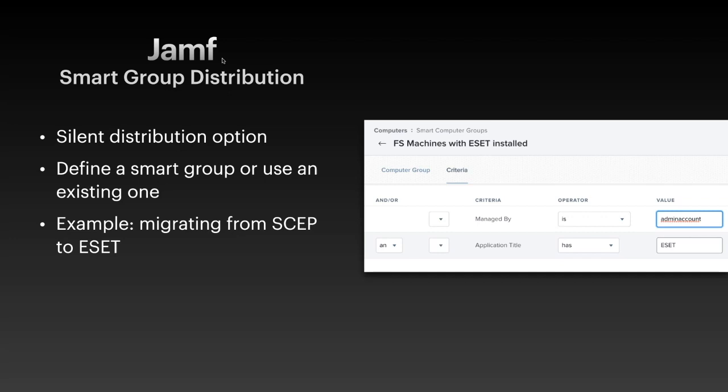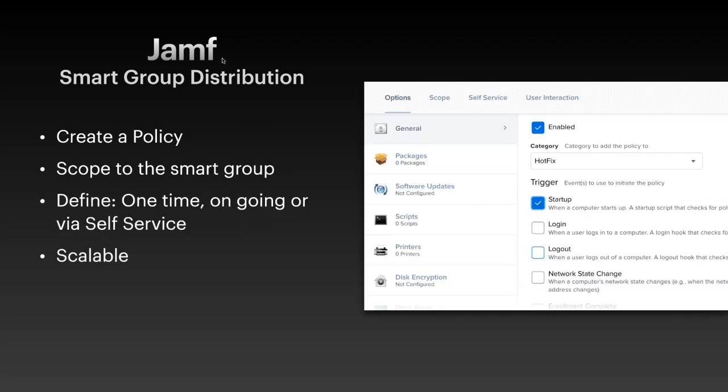Well, first I'll show you the smart group was having the admin account present and showing that it has a certain application type, and then we know it would go into the ESET smart group. And then we created a policy that scoped out where basically we had a script that removed the old software and put in the new software. It was a one-time script, but we also made it available via Self Service if people wanted to do it on their own time. This is scalable because, as we talked about the naming conventions before, the computers moved in and out of those groups pretty effortlessly on our end.